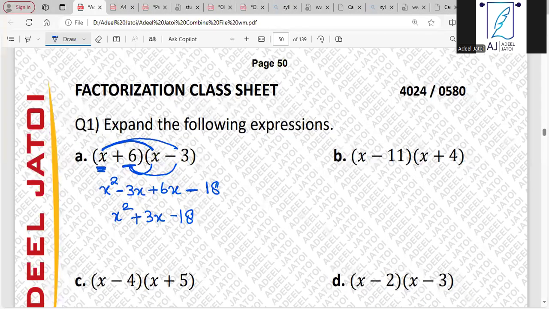Every time whenever you do plus and minus, minus 3x plus 6x, so minus plus is minus, right? So 6 minus 3 becomes 3. But sign of the greater number. So greater number is what? 6. So plus will come here.